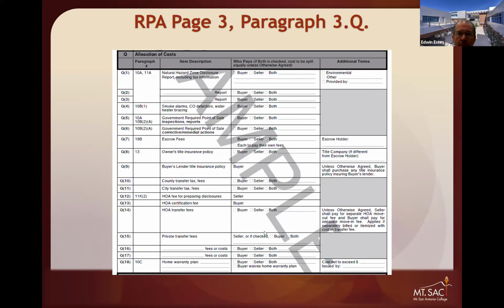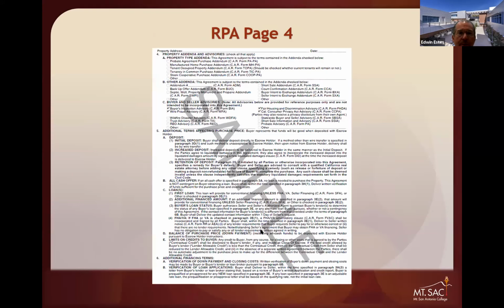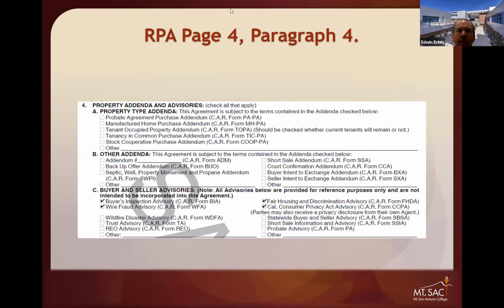Moving on into our addendum. Let's see. What else do we have in the chat? So we don't have a probate purchase agreement anymore. We just have the probate addendum, manufactured home addendum, TIC addendum, stock cooperative addendum.